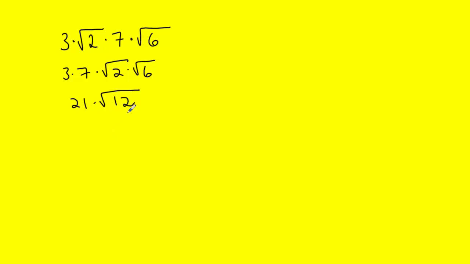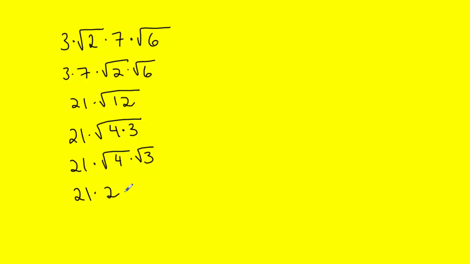And now when I look at this, I know that 12, I can simplify this. So the perfect square that goes into 12 would be 4. So I can split that up as 4 times 3. And then I'm going to split up the radical. So it'll be the square root of 4 times the square root of 3. Then we get 21 times the square root of 4, which I know is 2, and I bring down my square root of 3, and 21 times 2, we get 42 times the square root of 3, or you could just rewrite it as 42 square root of 3 without showing that multiplication sign.